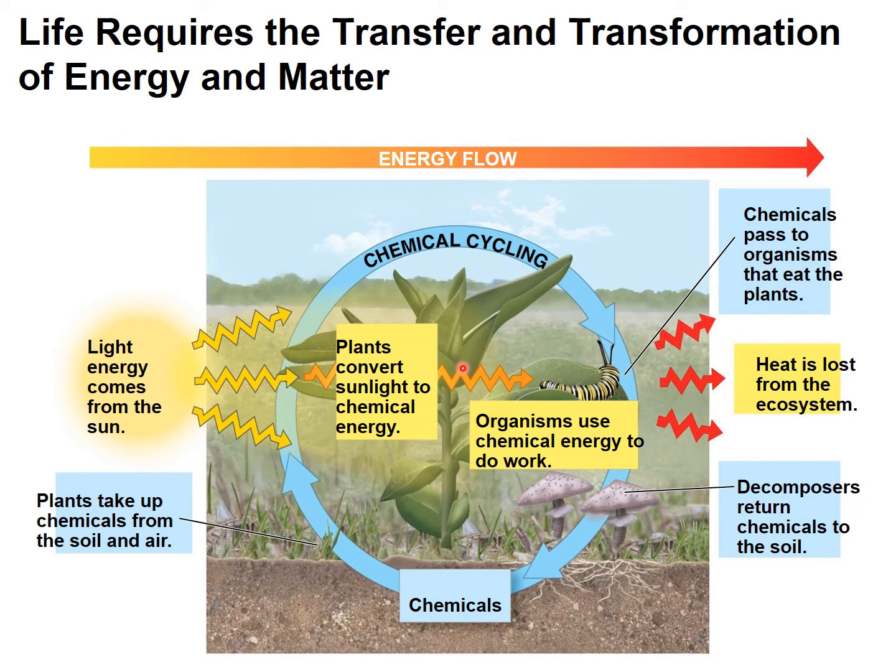Organisms eat plants. They take that chemical energy and extract the energy from those chemicals in order to do work. An example of work would be me sitting here talking to you, or going for a run, or just walking somewhere, or just thinking. Your cells are doing work by doing that.